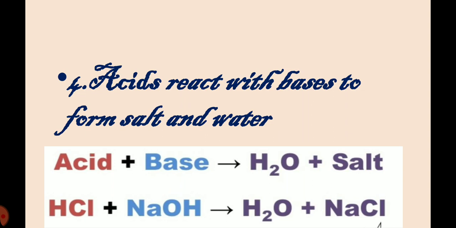Here is an example. Hydrochloric acid plus sodium hydroxide gives water, that is H2O, plus NaCl, that is a salt. Sodium hydroxide is a base, children. So when an acid reacts with a base, they form salt and water.